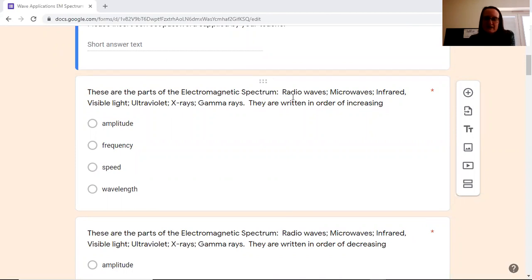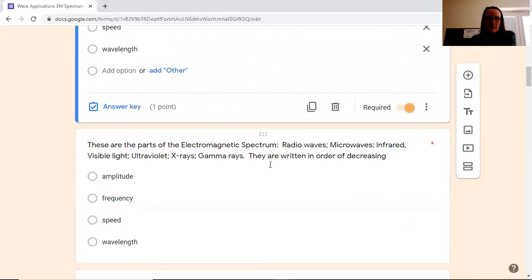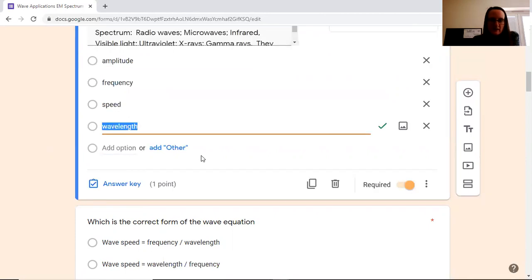So we've got the electromagnetic spectrum: radio, microwaves, infrared, visible, ultraviolet, X-ray, gamma, written in order of increasing... Well, we know gamma has the shortest wavelengths, therefore it must be increasing frequency. These are parts of the electromagnetic spectrum. We've got radio right the way through to gamma again, written in order of decreasing. Well, this time we're decreasing, so it's the opposite. It is wavelength.